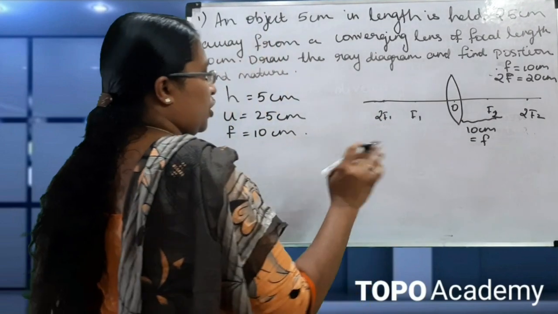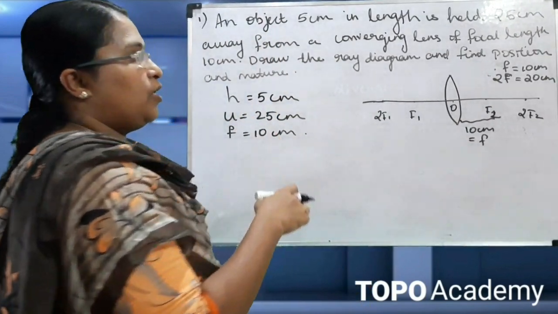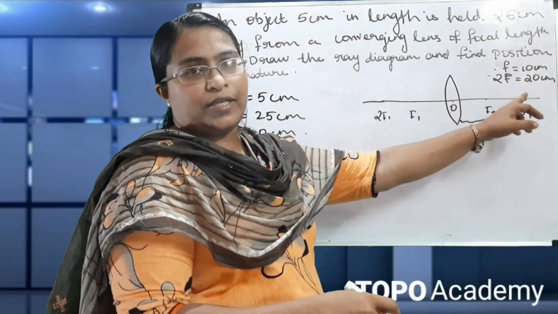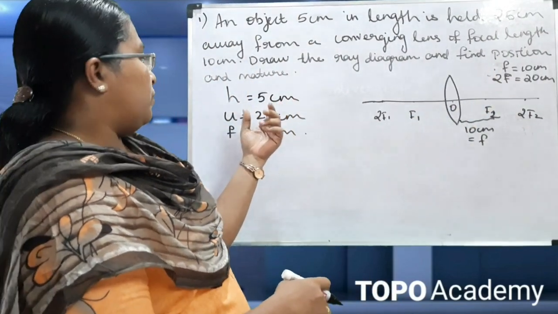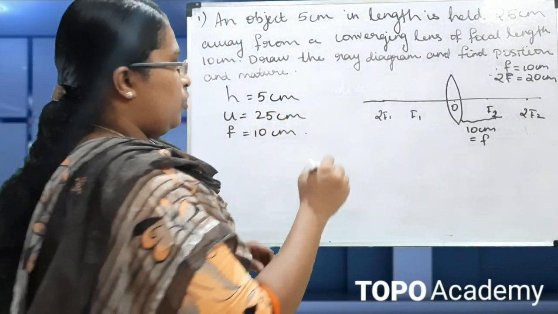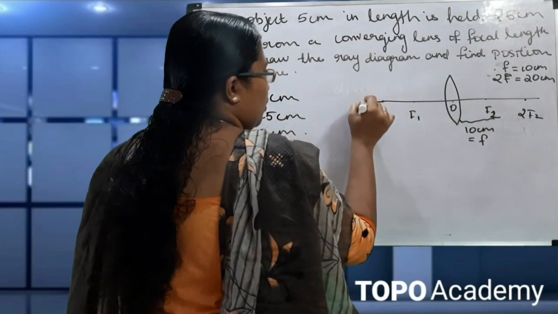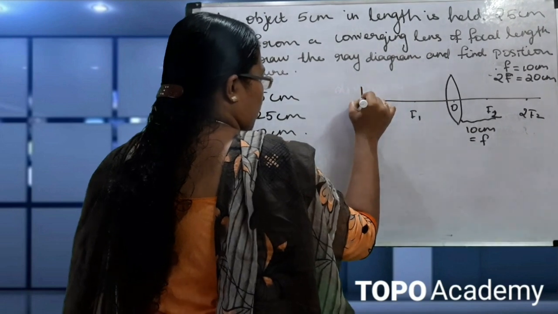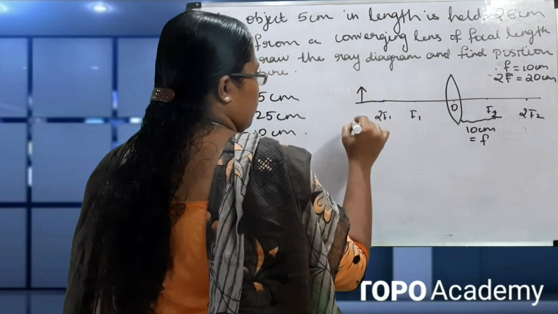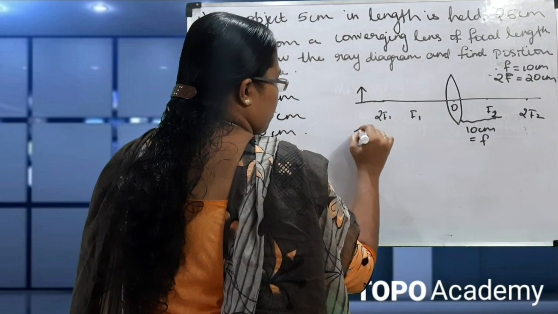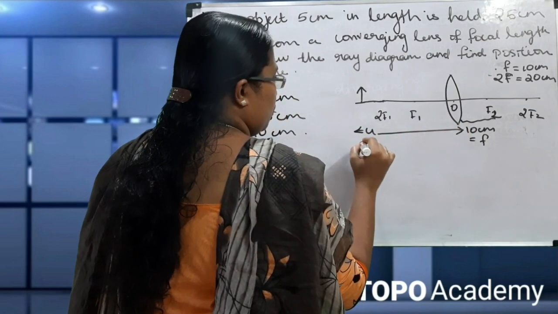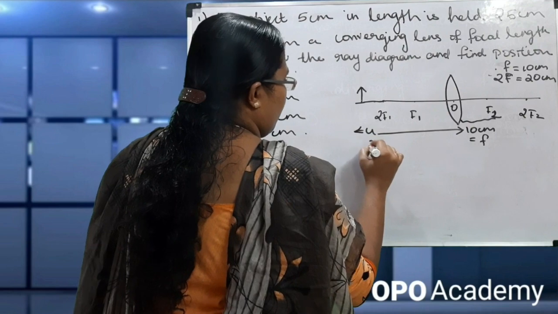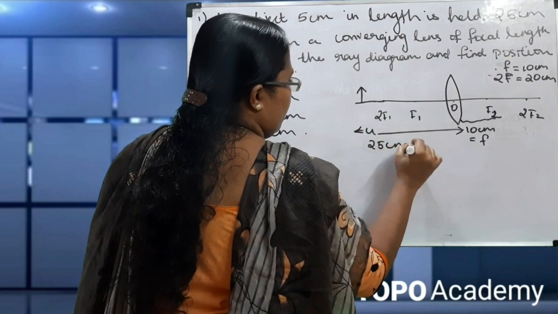So here the object is placed at 25 cm. That is, 2F is 20 cm, so the object is placed beyond 2F. This is U. It is 25 cm.